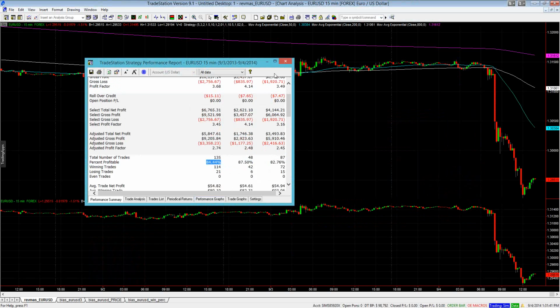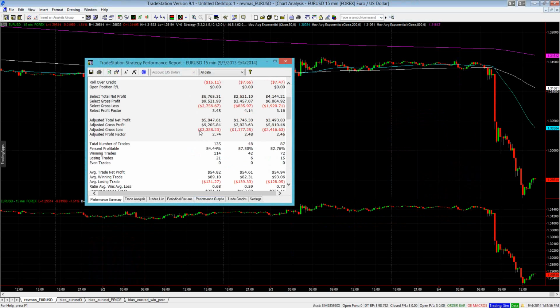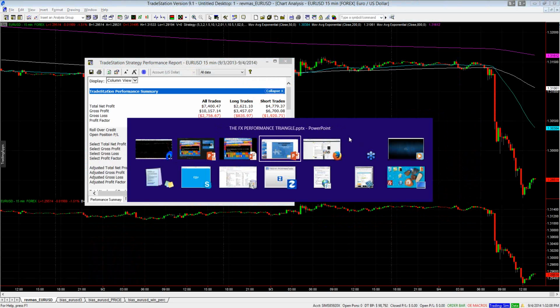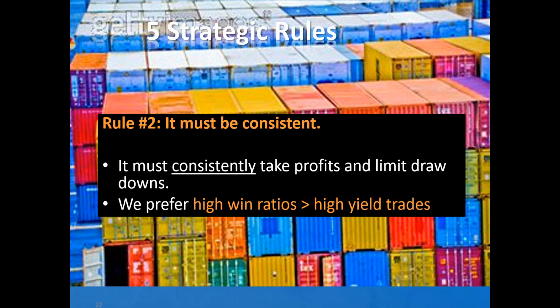Over 135 trades. Now that number can fluctuate. As long as you're above 70%, you're fine. 84% is a great number to be trading at, getting a high win ratio. So if I can get a high percent profitable and I can get a high profit factor, that's what I want. That's a good trade, and that's going to do well for me over the long haul. So guys, this is not magic. There's a formula to success as far as this is concerned.